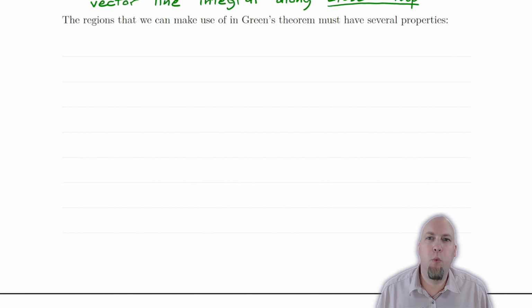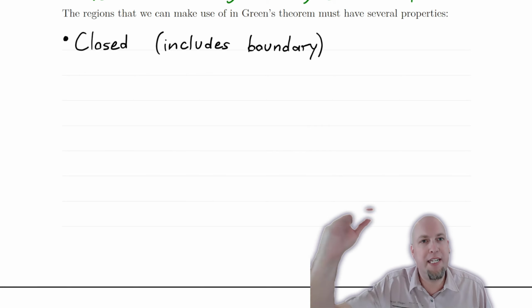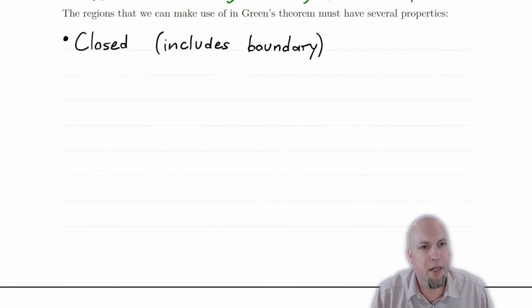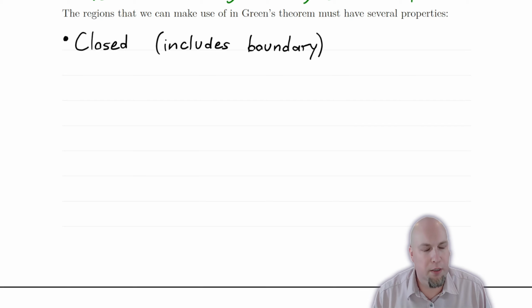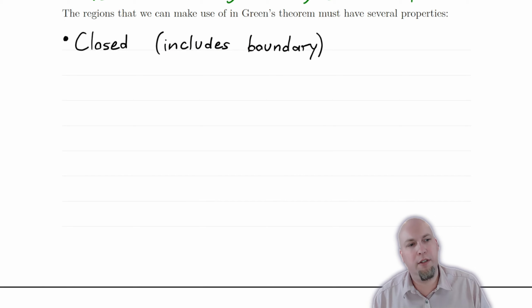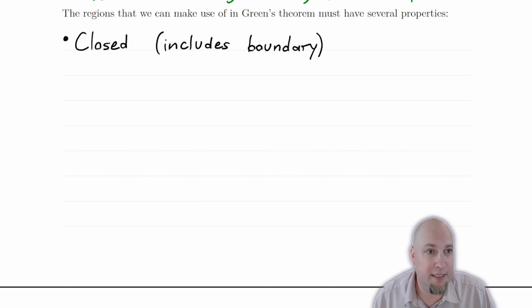Let's talk about what types of regions you can use in Green's theorem. Let's break down the different hypotheses that we saw in Green's theorem up above. First off, it said that the region D that you're integrating over in the double integral has got to be closed. What that means is it's got to include its boundary. Whichever points are right on the edge of that set have got to be in the set.